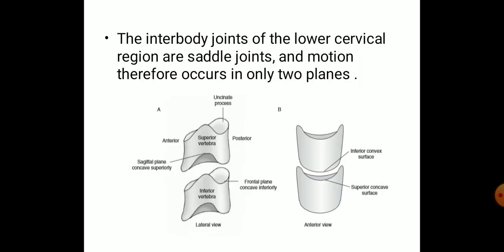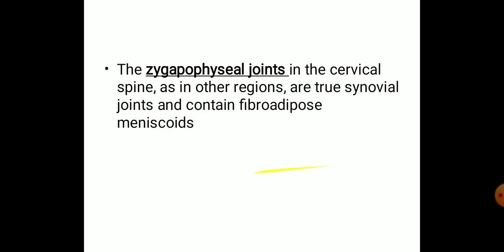The interbody joints of the lower cervical region are saddle joints, and motions therefore occur in two planes. So this is the saddle structure. Because of this structure, it has only two kinds of movements, mainly flexion and extension. The zygapophyseal joints in the cervical spine, as in other regions, are true synovial joints and contain some fibroadipose meniscoid. This is mainly to reduce the effect of transmitting force and also to ensure proper movement. Those are their functions.